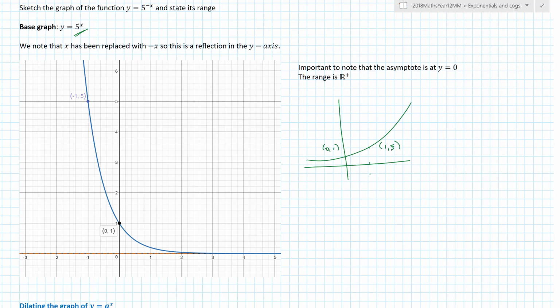Right, what have we done? Well, we have replaced x with minus x, and so in that situation, it's a reflection in the y-axis. And there we go, ladies and gentlemen, a reflection in the y-axis. My point 0, 1 stays the same. My asymptote is still at y equals 0, and this is the x-axis and the y-axis. I've labeled my crossing point, and 1, 5 goes to minus 1, 5. And so, smiley face, nice and easy. My range in this situation is, once again, R plus, or if I wanted to, I could write 0 to infinity.